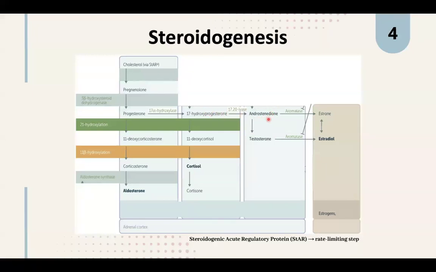Androstenedione is an androgen. So when you make these androgens, like testosterone, you can use these androgens to make estrogens, like estradiol and estrone. So again, you get progesterone. You can convert it to 17-hydroxyprogesterone, which you can then convert into androgens that you can use to make estrogens. Okay, this is the first pathway.